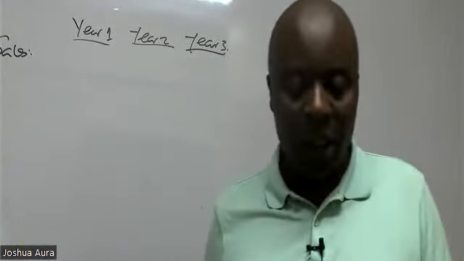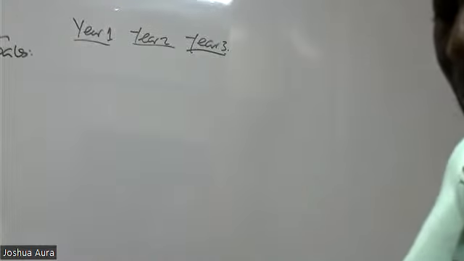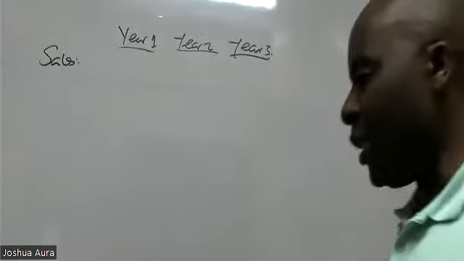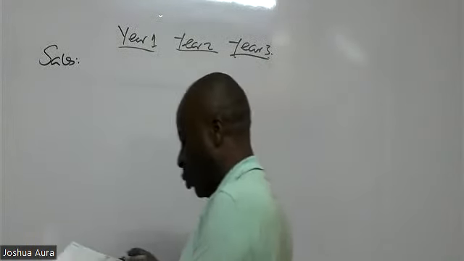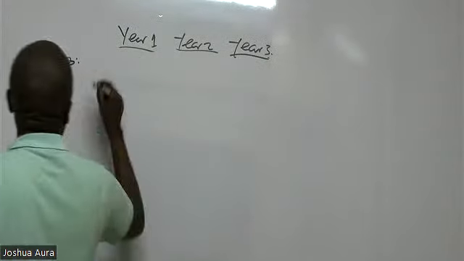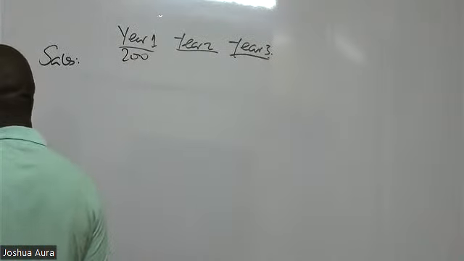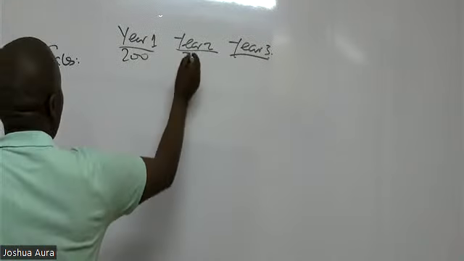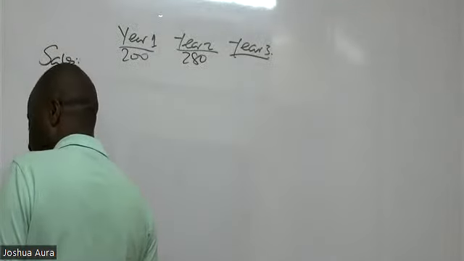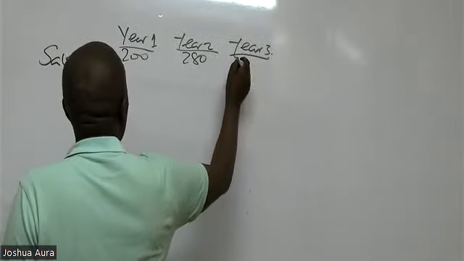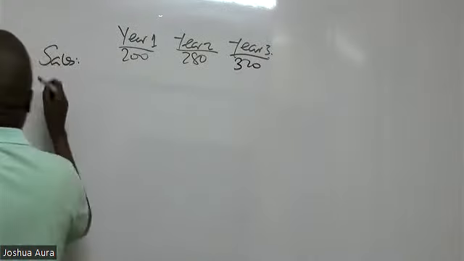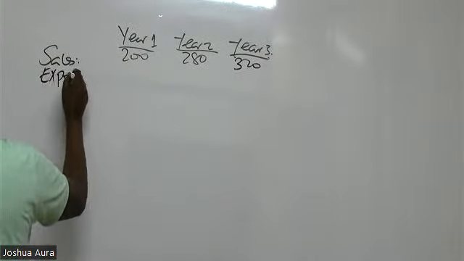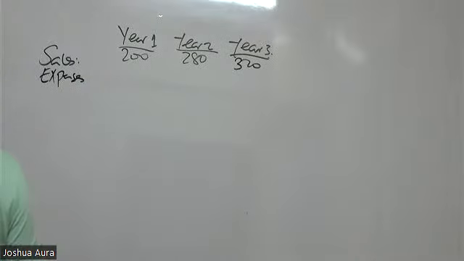Are you able to see our sales figures? I want my figures to be in millions. For year 1, sales is 200. Year 2 sales is 280. Year 3 sales is 320. From there, I can see expenses. Expenses, I can see 120.